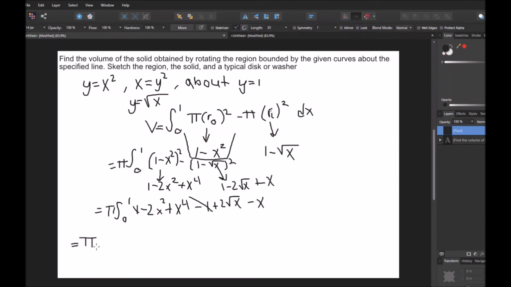pi times the integral from 0 to 1 of negative 2x squared plus x to the fourth plus 2 root x minus x. And now we can go ahead and evaluate this integral. I'm going to erase all this work up here, so just make sure you have it written down.